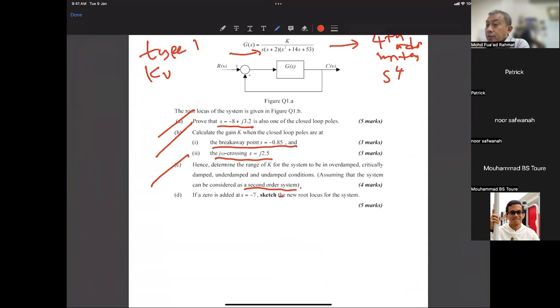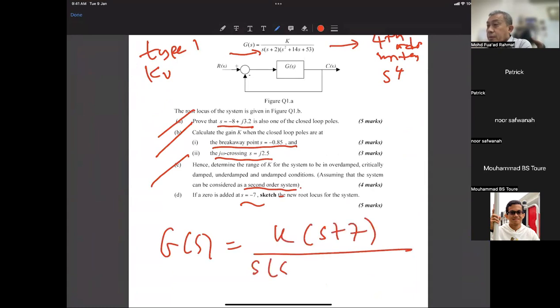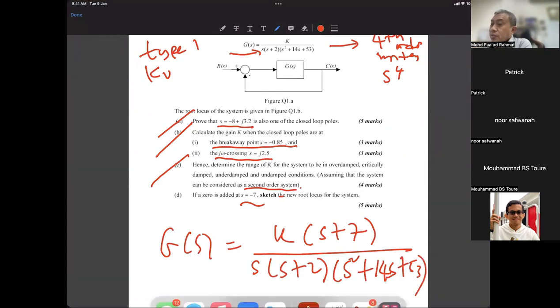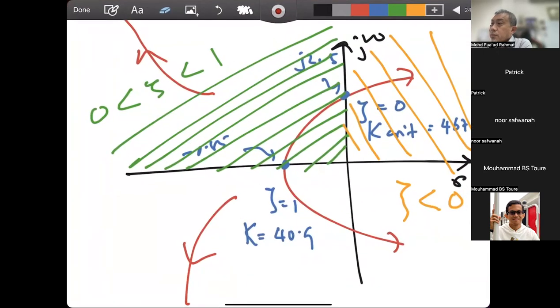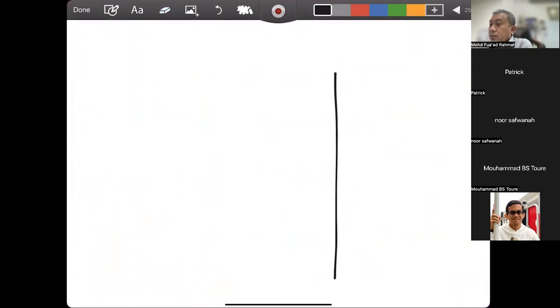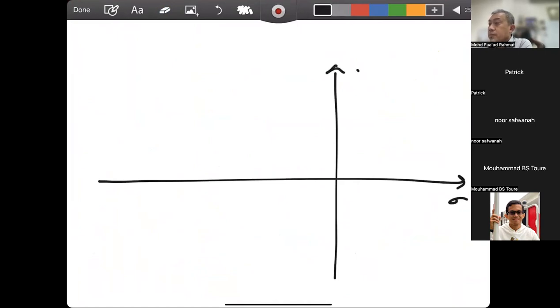Then when you add S equal to -7 to the root locus, what happened? So now the equation will become K(S plus 7) over (S plus 2)(S square plus 14S plus 53). Okay, so I'm going to do the plotting again.